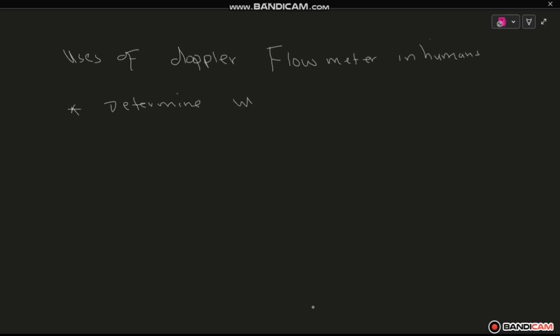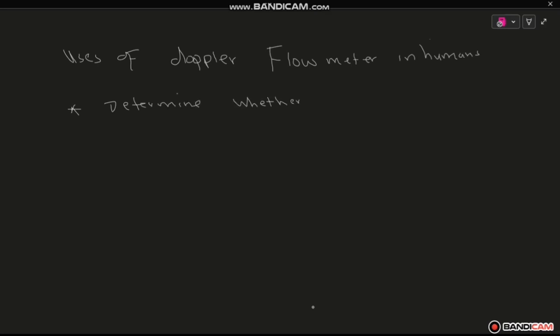Now, the uses of Doppler effect. Okay, let's just use uses of Doppler flow meter in humans. They can say state 2 uses, or write down 2 uses of Doppler flow meter in humans. I'm just going to write 2 here. You can use your textbooks to write down the use of Doppler effects in traffic congestion.